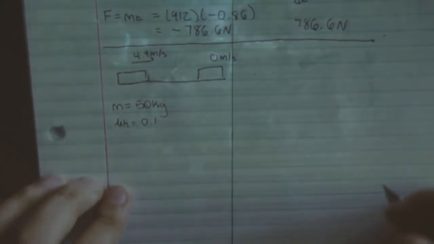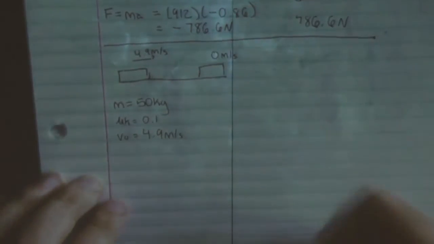So we know about this. We know the mass of our child is 50 kilograms. We know our coefficient of kinetic friction is 0.1. We know our initial velocity is 4.9 meters per second. We know our final velocity is 0. So what we want to know is our friction force and our acceleration.